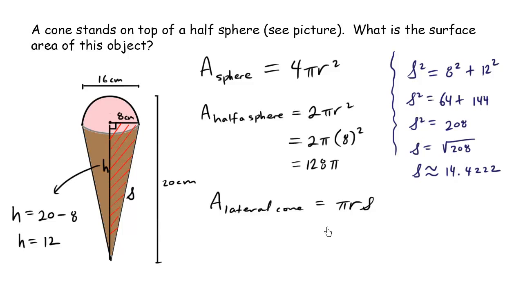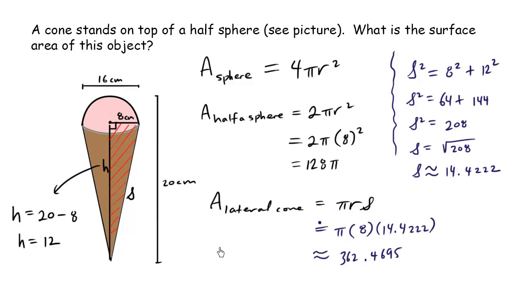So we have all this information now. The lateral area of the cone is equal to pi r s. R happens to be 8, and s is approximately 14.4222. Using our calculator again, this is approximately equal to 362.4695.